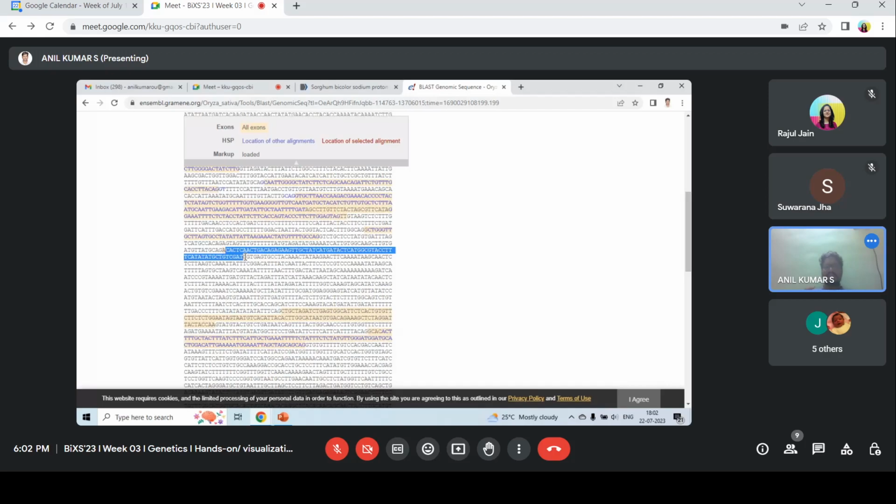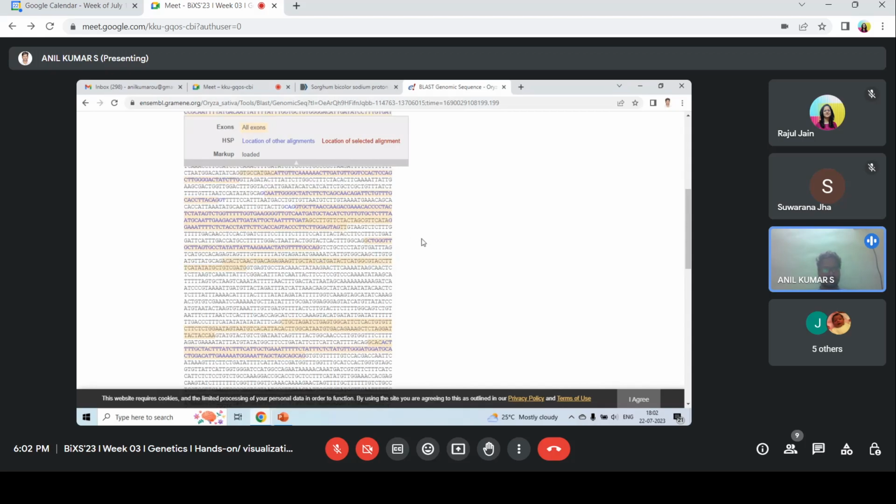I told you CDS or your mRNA will be formed from your DNA. DNA is nothing but your gene. It contains both exons and introns. Once mRNA forms, introns will be removed by a process called splicing. Only exons will be there.